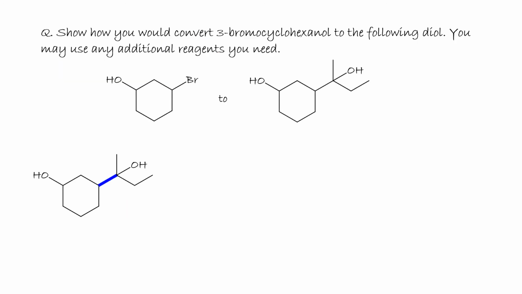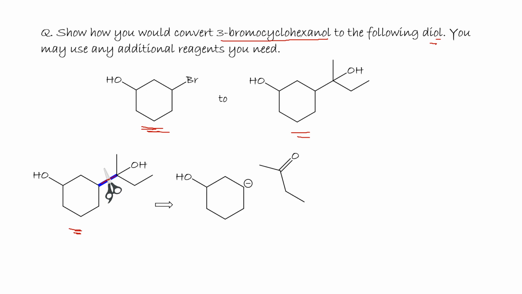Show how you would convert 3-bromocyclohexanol to the following diol. You may use additional reagents you need. Well, this is the target molecule. This part of the molecule is the same as this one. This is the new part. So we cut in here. We can get this molecule from the reaction of this anion with this ketone.